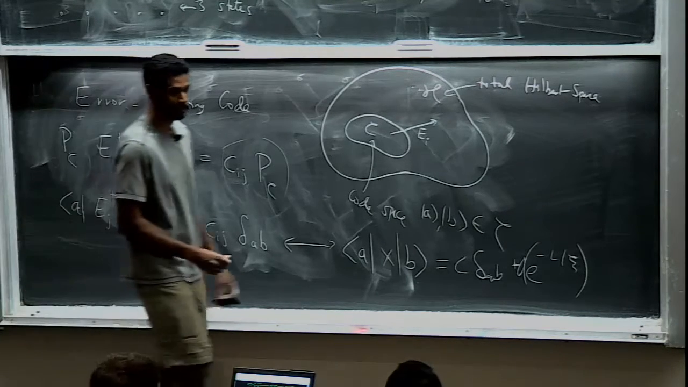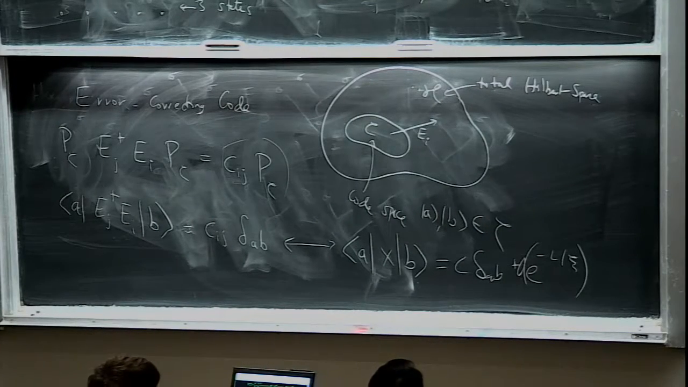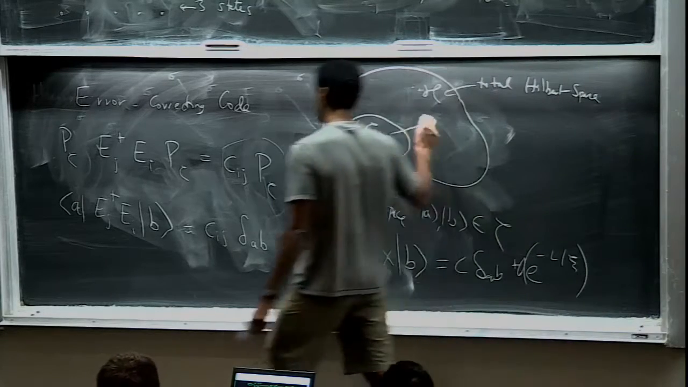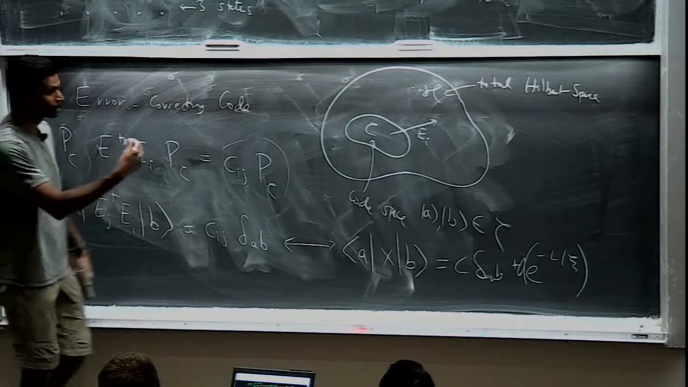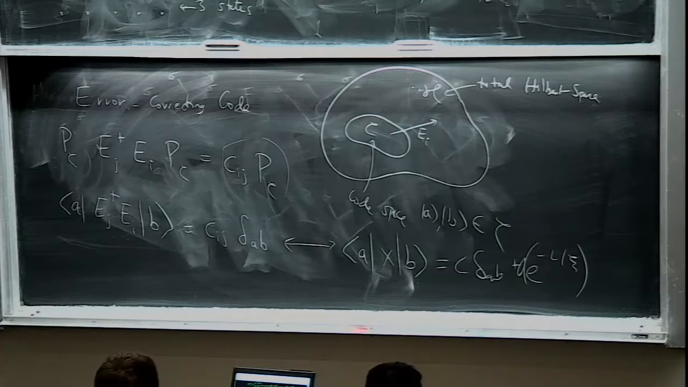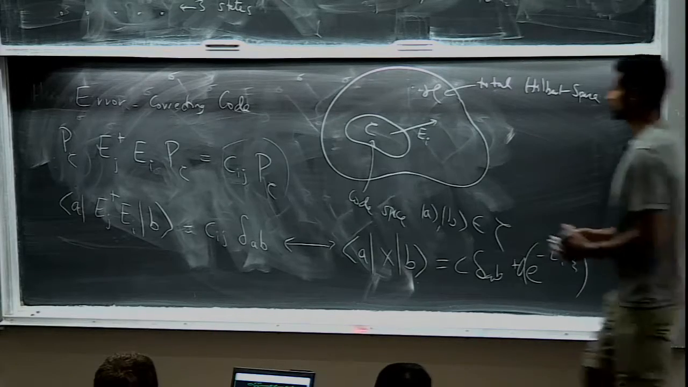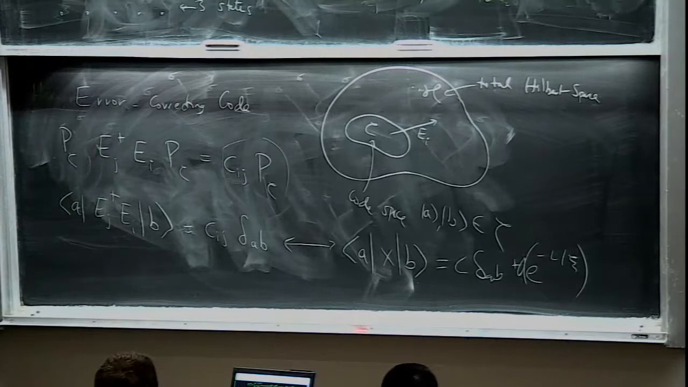Like one error would not mess up all the others. No, I mean, an error does carry you out of the code subspace. It's just that you can always fix that error and not get back to the wrong state within the code subspace, in principle. The C_IJs are just some numbers that depend on the particular types of errors that occur in here.